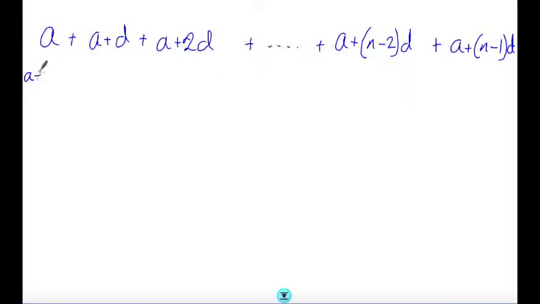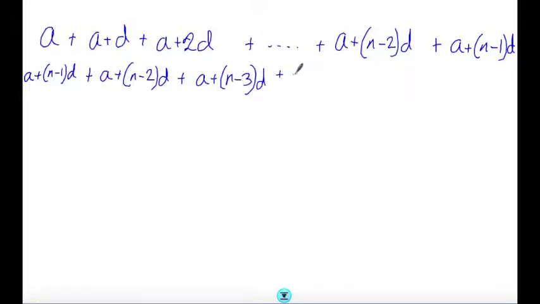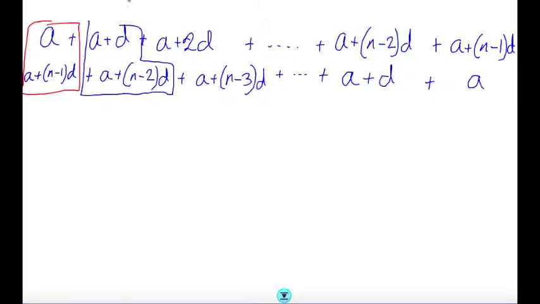so in this case now the first term is going to be a plus (n minus 1)d, plus a plus (n minus 2)d, plus a plus (n minus 3)d, and that's going to go all the way down to a plus d, plus a at the very end. So now let's do what we did before and add up each pair of these terms, if we can imagine them one above the other, and think about what our totals would be.